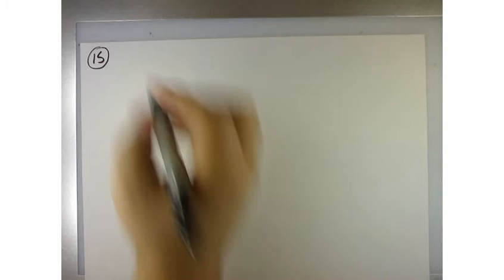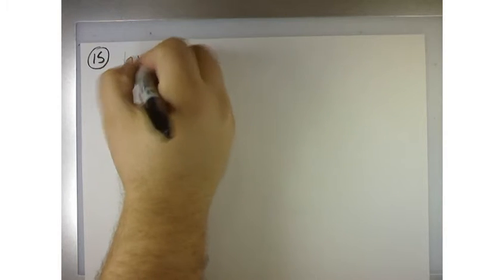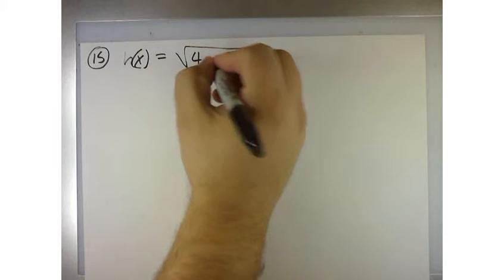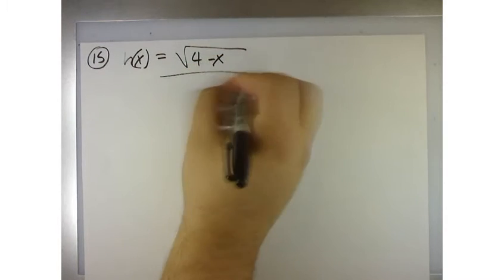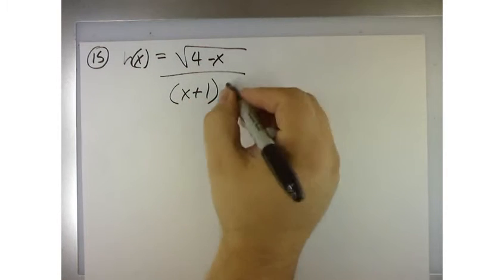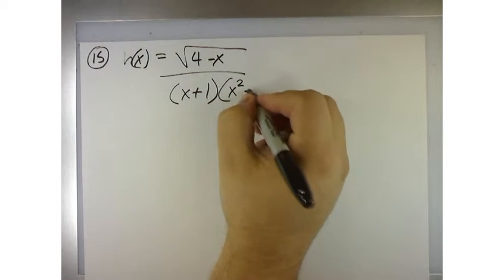We're asked to find the domain of h of x, which is equal to the square root of 4 minus x, all over x plus 1, and then we have x squared plus 1.